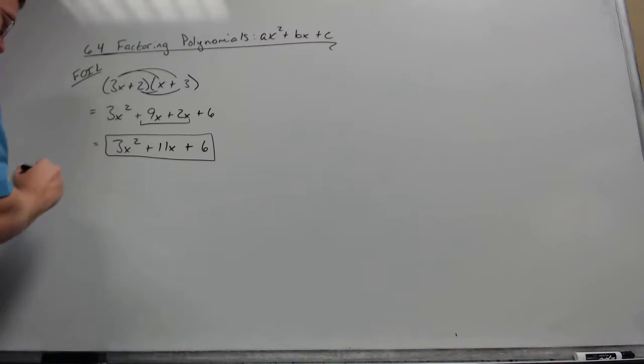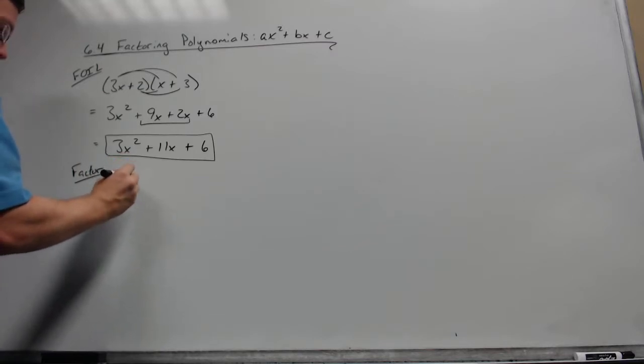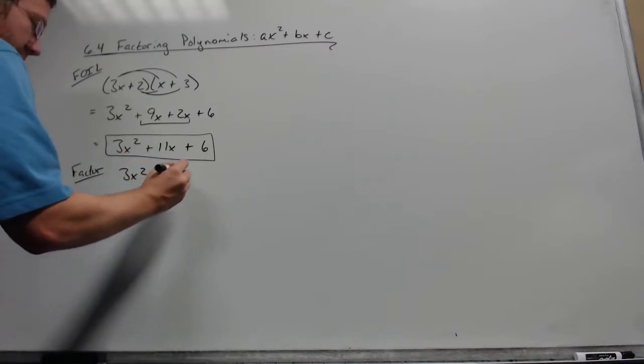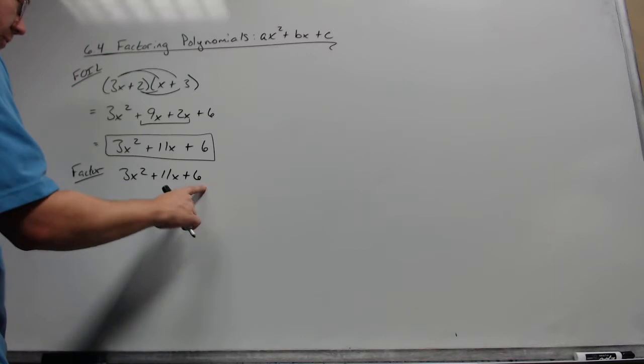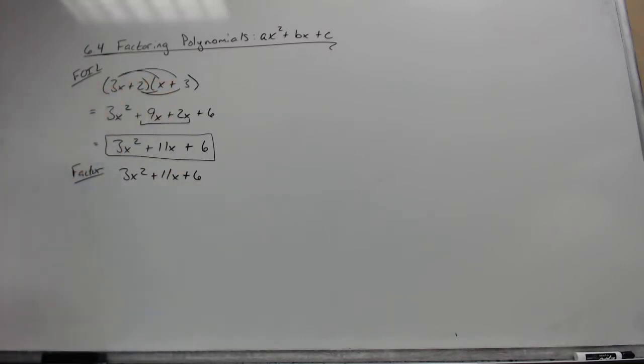There's nothing special. Okay, but now if I wanted to factor, if I said factor 3x squared plus 11x plus 6, that would mean we want to break it apart into where it came from. So here's our answer. We already know what it is. But let's see why this becomes a little bit more difficult.